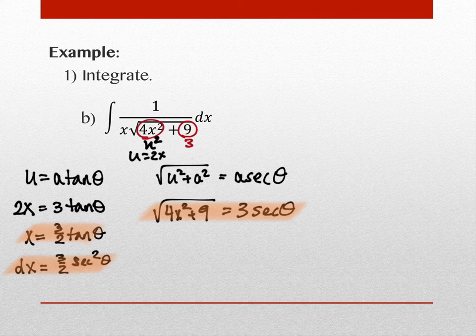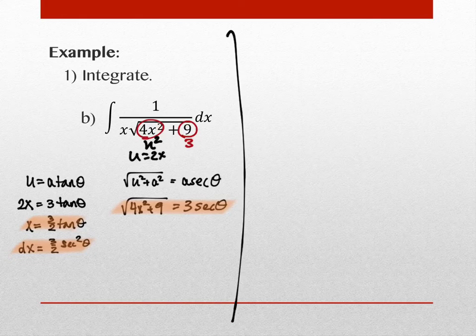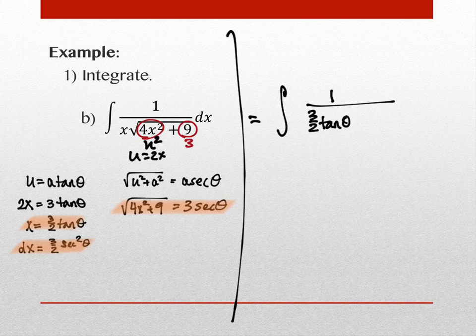So we're going to take all of this information, shrink it first over here a little, and make our substitutions. So this is an integral. 1's fine. x is 3/2 tangent theta. The square root piece is 3 secant theta. And then the dx piece is 3/2 secant squared theta.